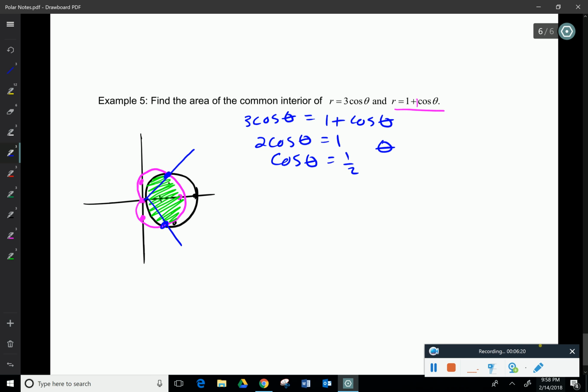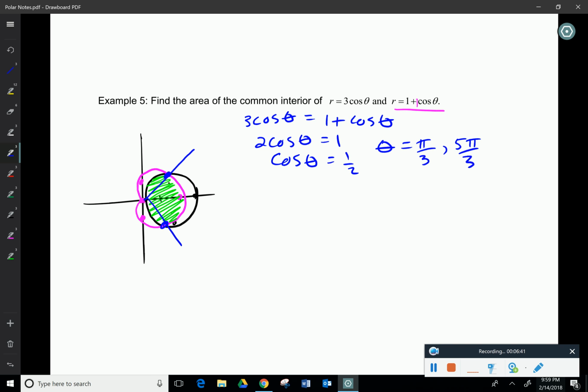And when does cosine equal 1/2? That's going to be at pi over 3. And 2 pi over 3, it's going to be negative. So actually it's kind of all the way around at, we could say 5 pi over 3, or I could think of that as negative pi over 3, which kind of makes sense based on what I have drawn.